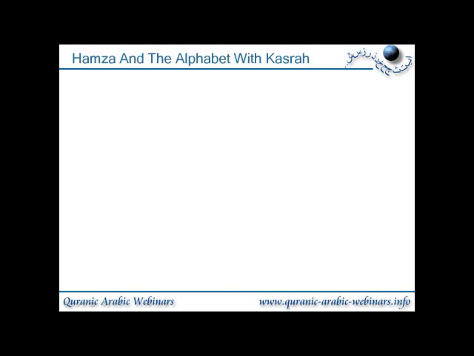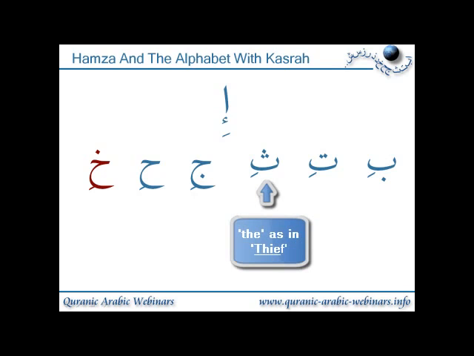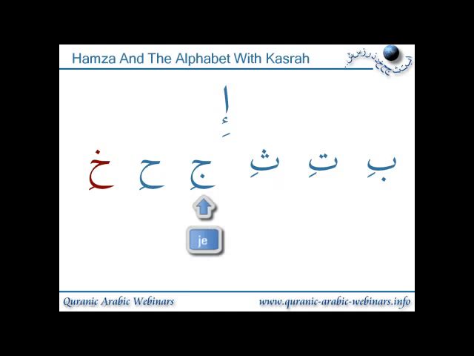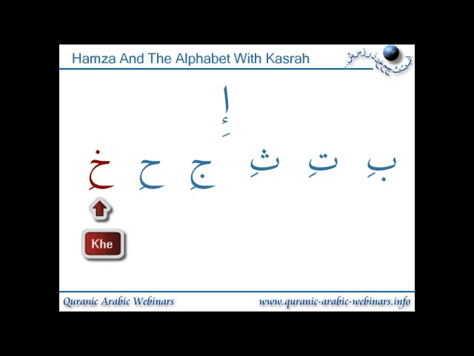Now we'll go through the entire alphabet and we'll start with the Hamza. Again, this is Hamza sitting under an Alif and it's got the Kasrah. So this will give the sound of E. Then we have Bi, Ti, Thi. This is a Th, as in the word thief. Ji, Hi. Now the Hi is the heavy Ha, which comes from the throat. So you have to exhale a bit more forcefully. Then we have Khi, slight grinding in the throat there.